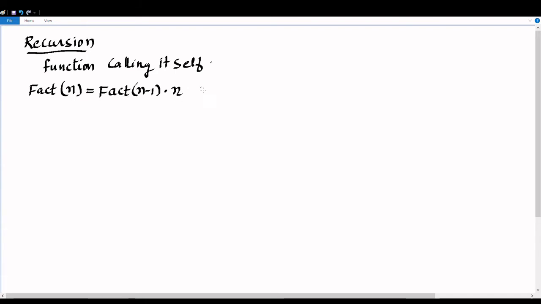And this formula is called a recursive formula. And I add the initial condition that fact of 1 is equal to 1. Then using these two formulae, we can find factorial of any number. And fact of 1 equal to 1 is called the initial condition.